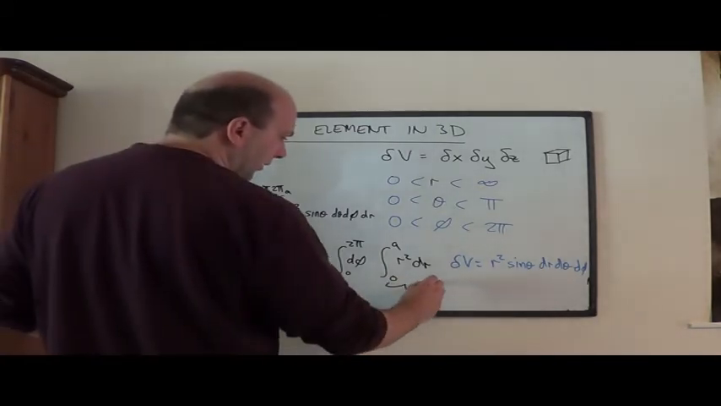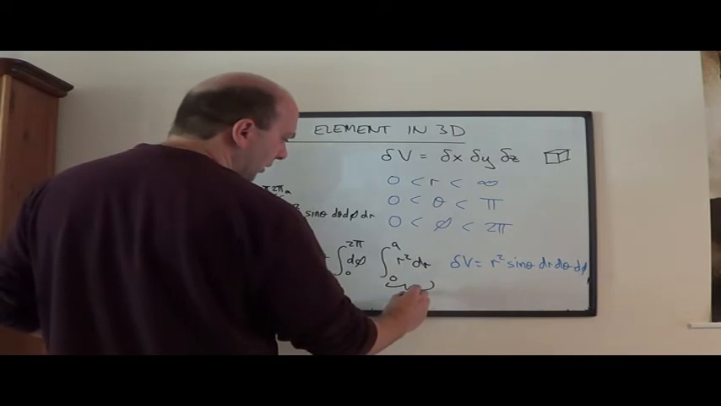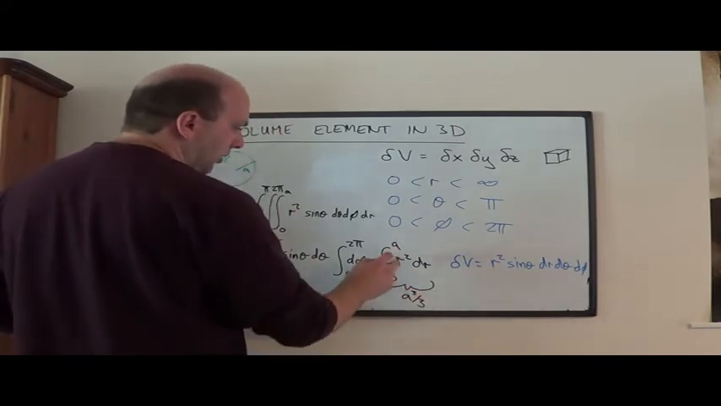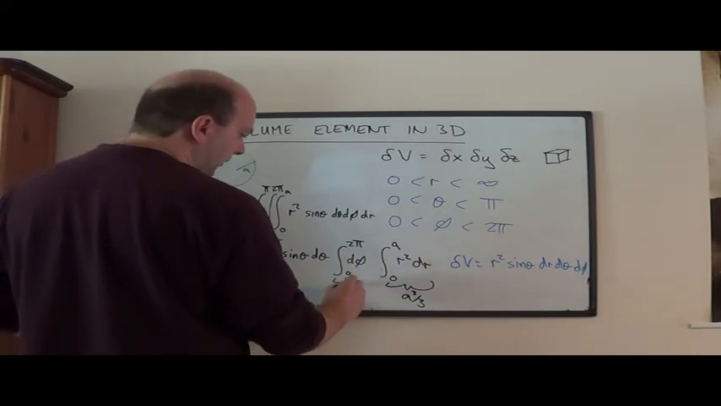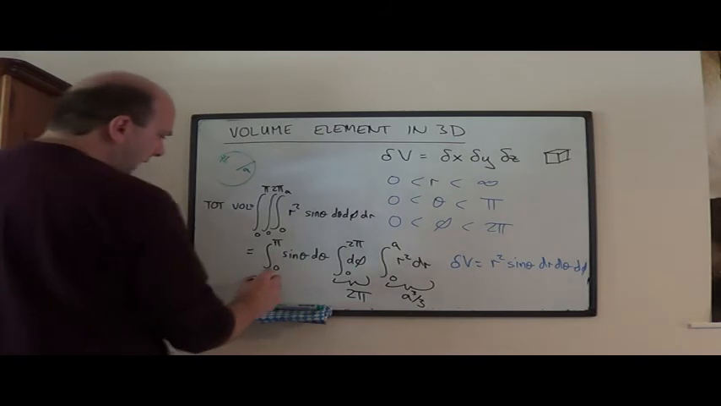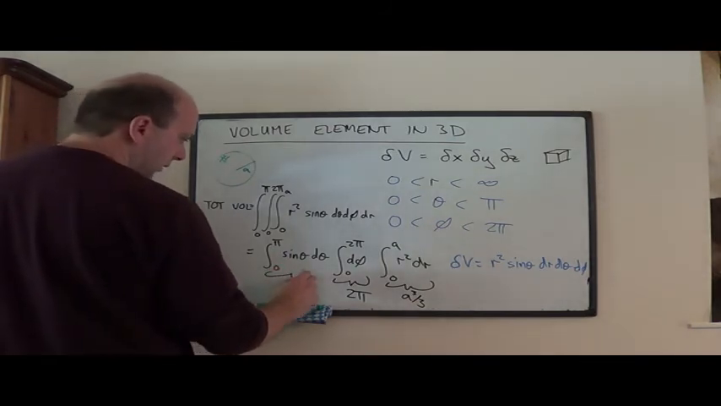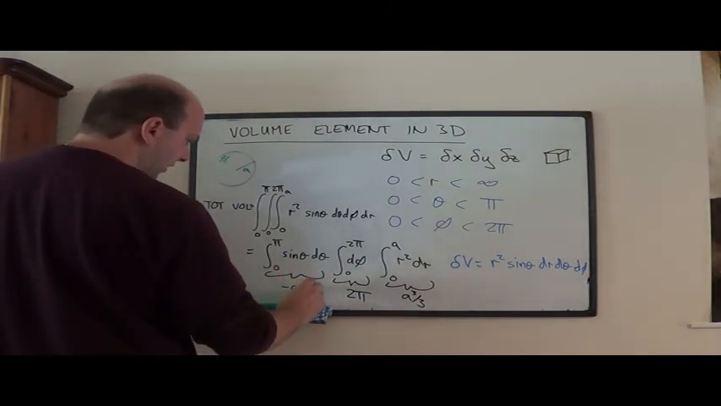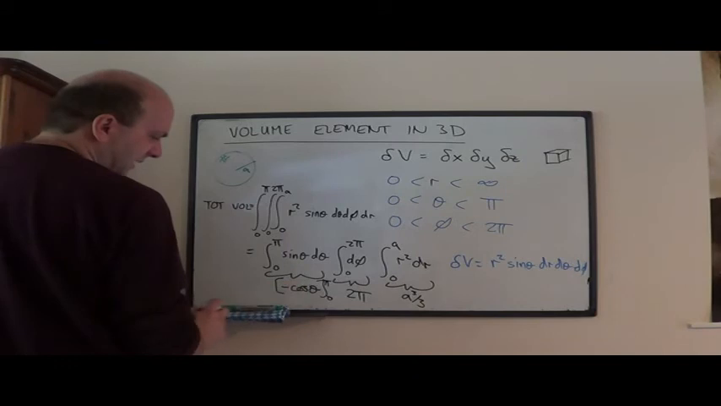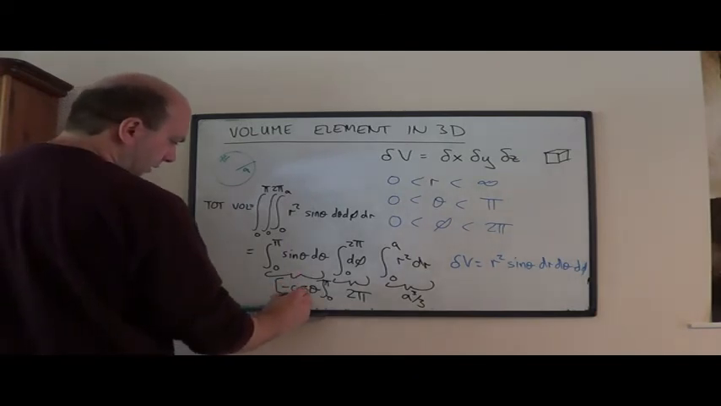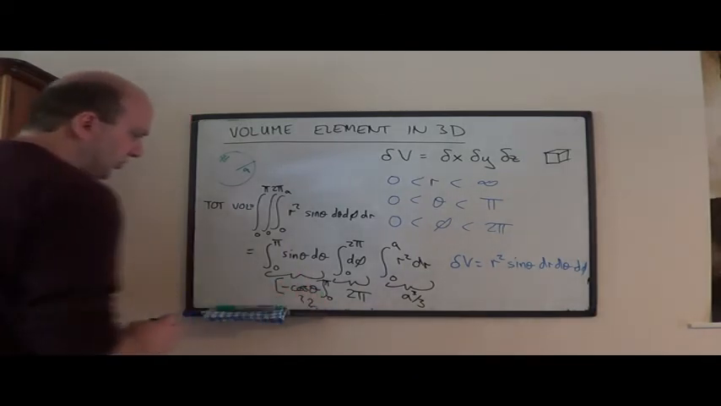This gives us a cubed upon 3. So I get r cubed upon 3 and then I put the limits in. This gives me phi, I put the limits in, I get 2 pi. And this guy gives me minus cosine theta evaluated between 0 and pi. And if you put these limits in and are careful about the sign, you'll find that this is 2.